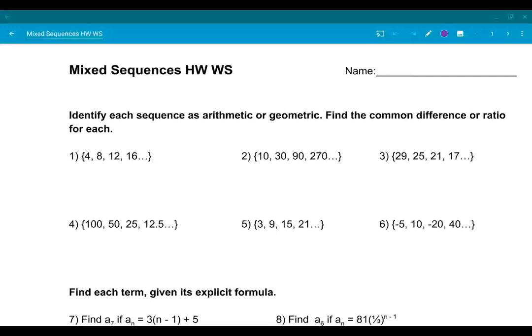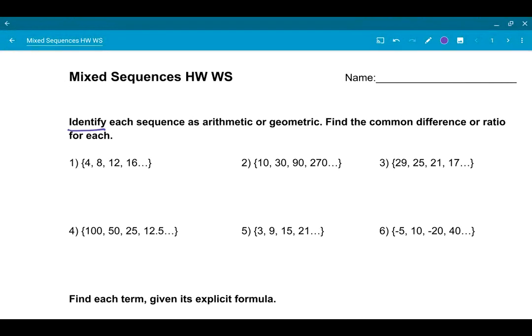Mr. Elting here to help you with your homework tonight. Just want to talk about a couple of the different types of problems since we didn't get a chance to talk in class. The first section, you're not supposed to write a formula. You're not even supposed to find me the next term. All you're supposed to do is identify. I just want you to tell me, is it arithmetic or is it geometric?